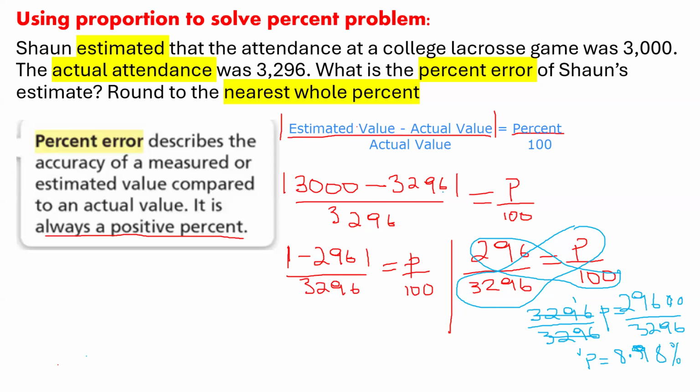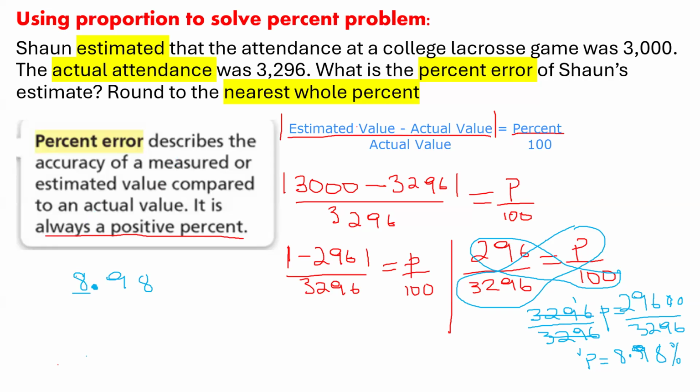Going back to our problem, it says, what is the percent error? So we got 8.98%. But also a part of our problem says we must round to the nearest whole percent, meaning that we don't need a decimal, we need a whole number. So how do we round this? 8.98 rounded to the nearest whole number. Our digit in the first whole number place value here is 8.